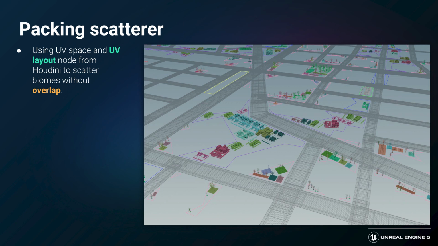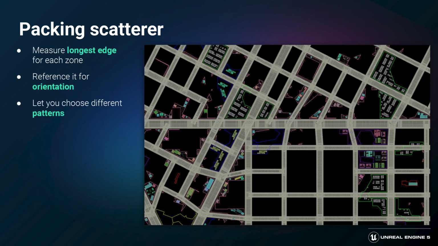To distribute those biomes among the leftover areas, we have used the scattering technique using the UV space of the zone. With the UV layout node of Houdini, this is a very convenient way to let it scatter objects while ensuring that they would not overlap with each other. For the use of the city graph, we had developed our own version of this tool and called it the packing scatterer. It would take each zone, measure its longest edge, and take it as orientation reference.